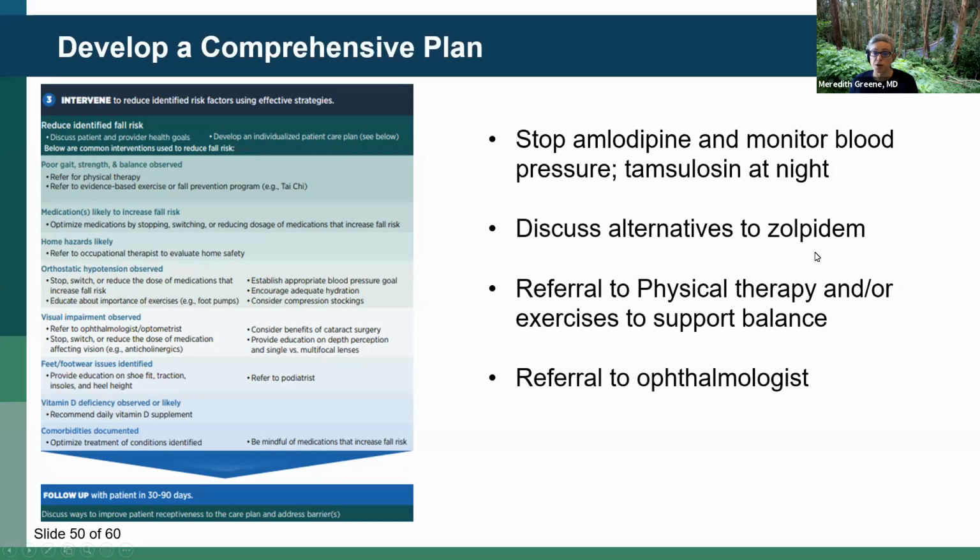Already have talked to him about alternatives for sleeping as opposed to zolpidem, which can contribute to falls. He had evidence of balance abnormalities, so you could refer him to physical therapy, or you could give him some home exercises, and the National Institute on Aging has videos and things you can share with patients on how to do these exercises. And then he also had trouble with his eyesight, so you can refer him to ophthalmology.